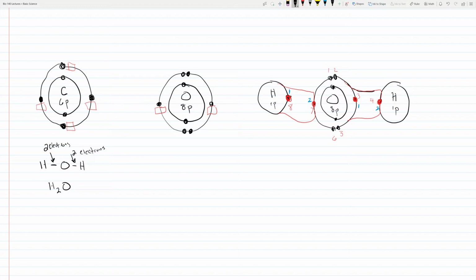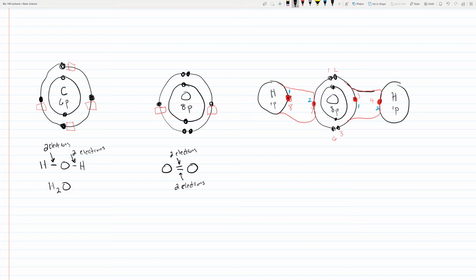Now, if we look at oxygen binding to oxygen, like O2 gas, this is called a double bond. I'm sharing 2 electrons here and 2 electrons here, for a total of 4. 4 electrons are being shared between them, making a double bond.